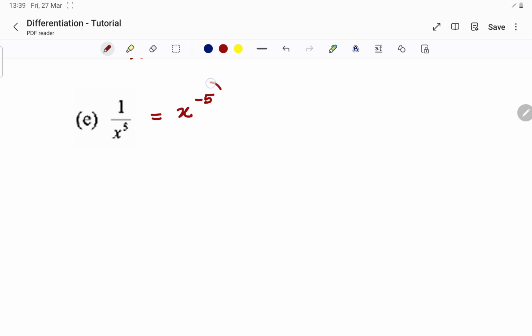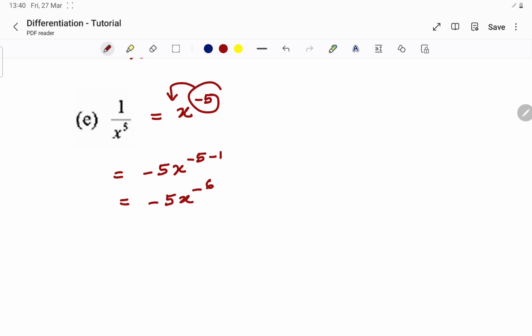So we have x to the power of negative 5. You bring negative 5 in front, so when you differentiate you get negative 5, and then you copy x to the power of negative 5 minus 1. Then you're going to get equal to negative 5 x to the power of negative 6.